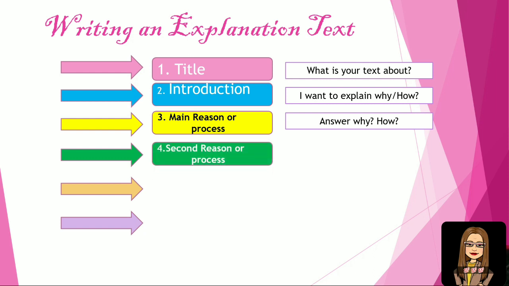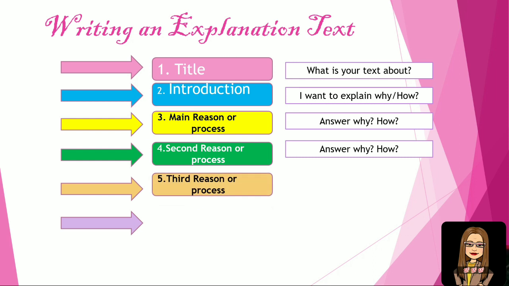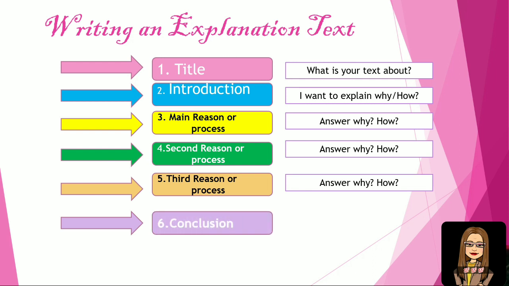Fourth is your second reason or process. It also answers the why and how questions. Fifth is the third reason or process. It also gives you the answer of why and how questions. And the last part is the conclusion. Here, you will write your concluding reason. You may use the signal word because, and it also answers the how and why questions.